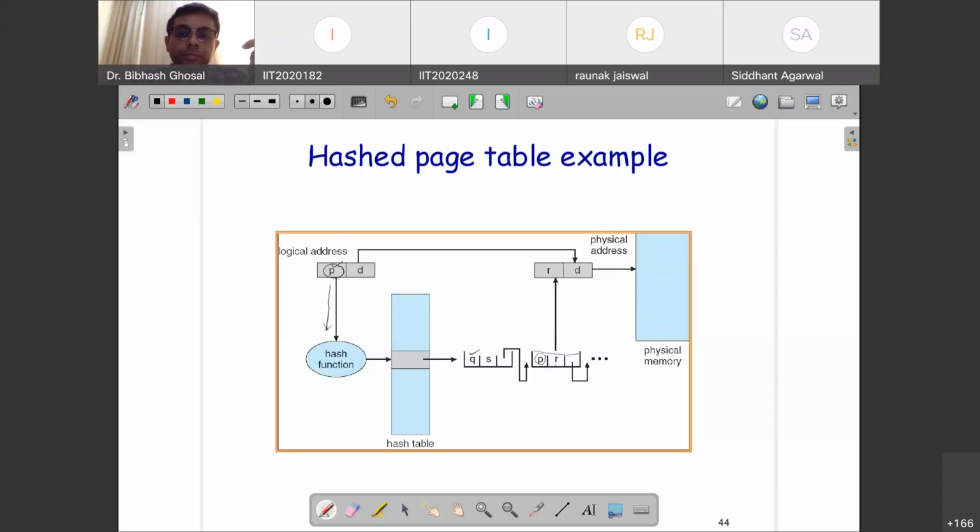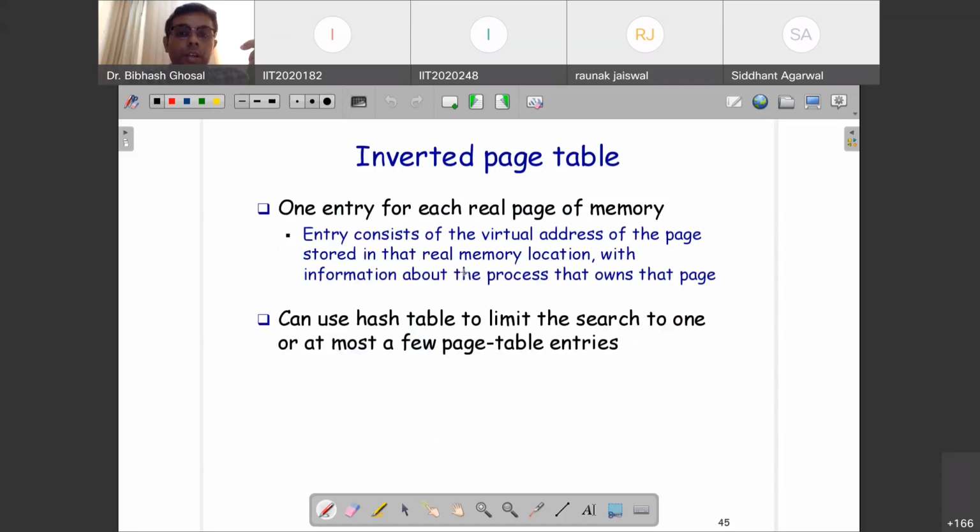The other way could be something called an inverted page table. It's just the opposite of how paging works. A page table works in this way: for every page, you maintain a frame, right? Every page takes you to a frame. How about the other way around? That is, one entry for each real page.